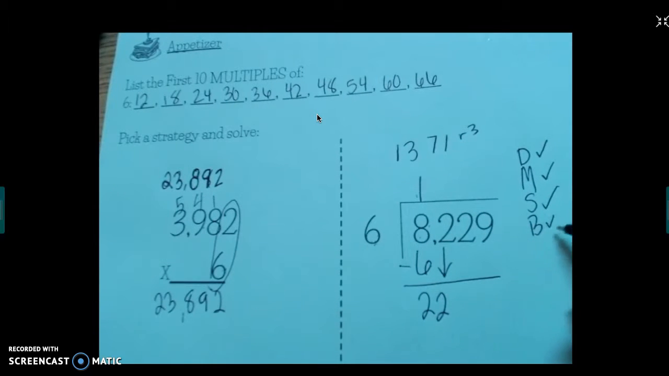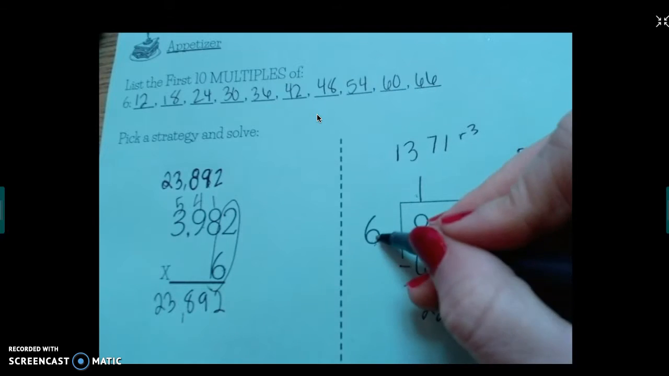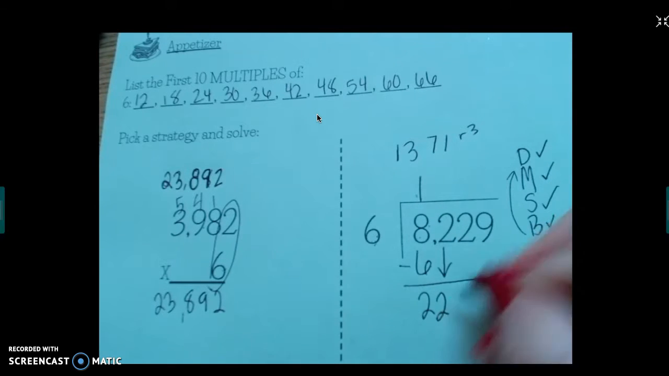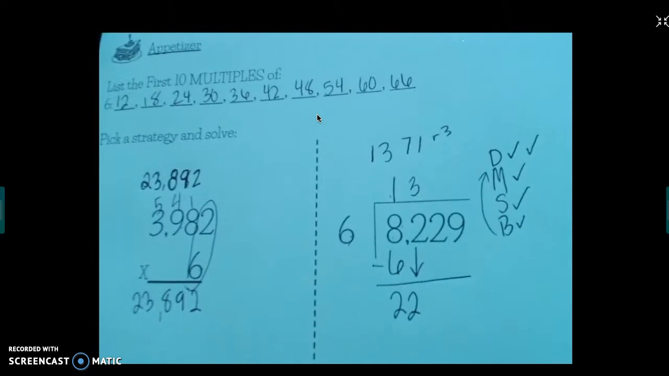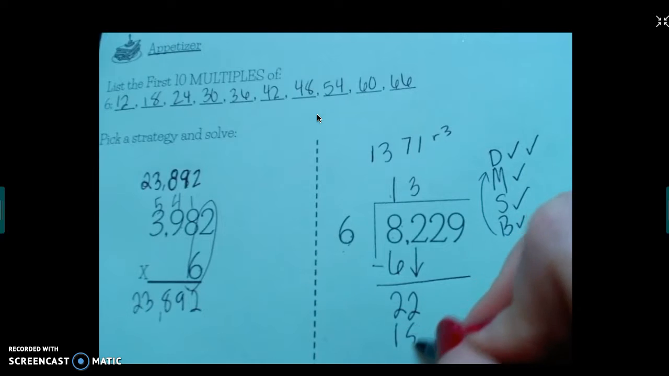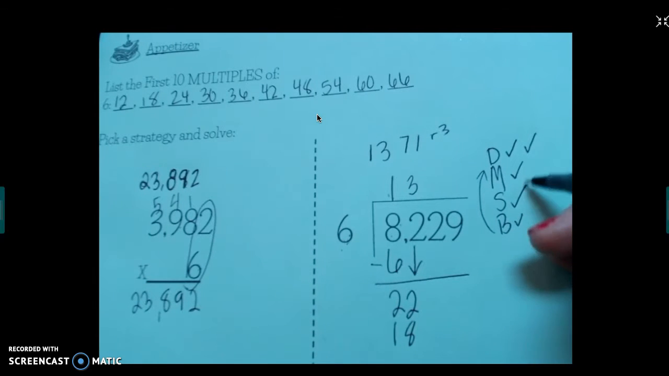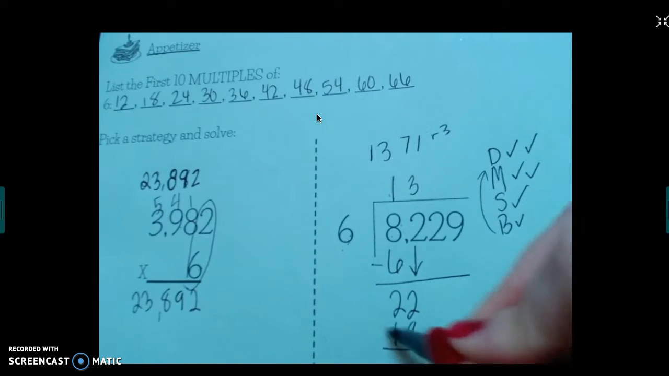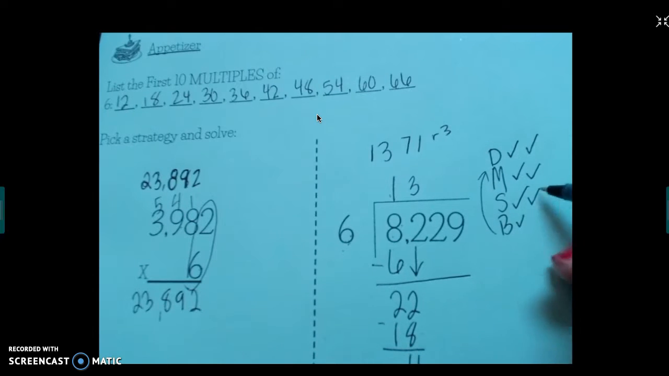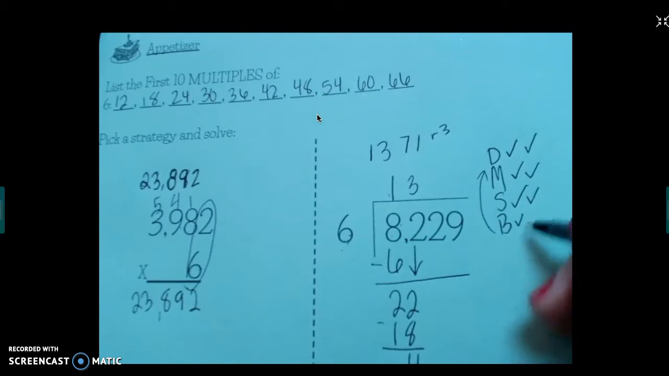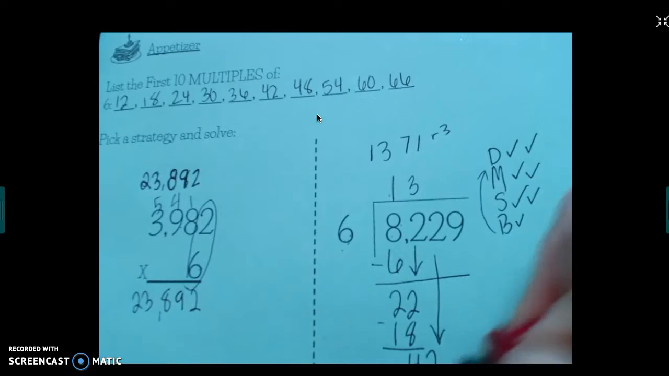And start all over. Okay, we're going to divide. 6 goes into 22 3 times. That was our divide. Now we're going to multiply. 6 times 3 is 18. Now we're going to subtract. 22 minus 18 is 4. Then we're going to bring down the 2 and start all over.